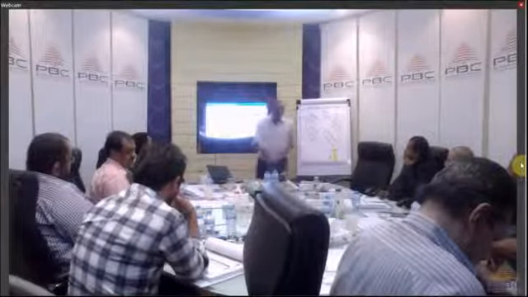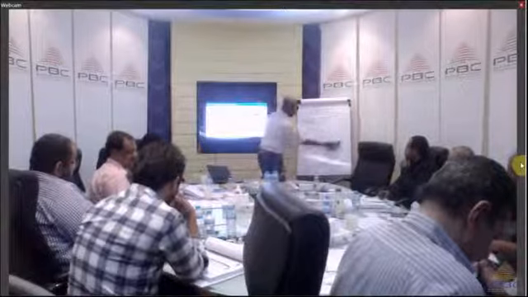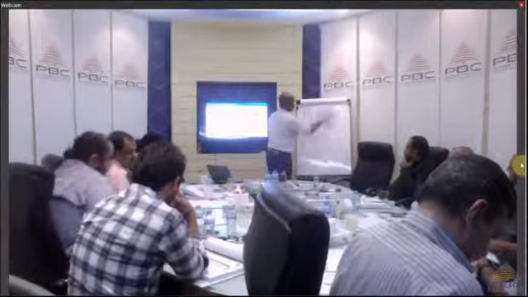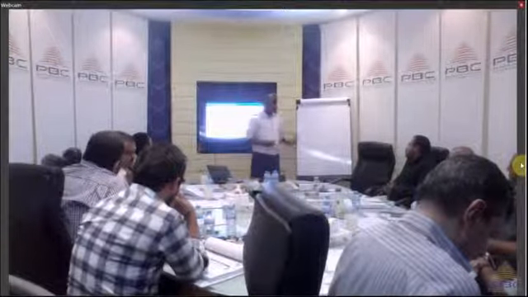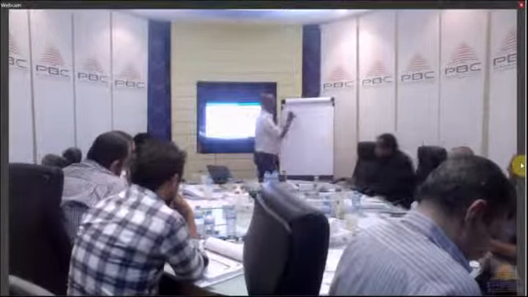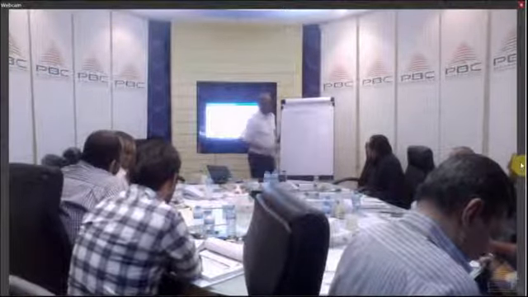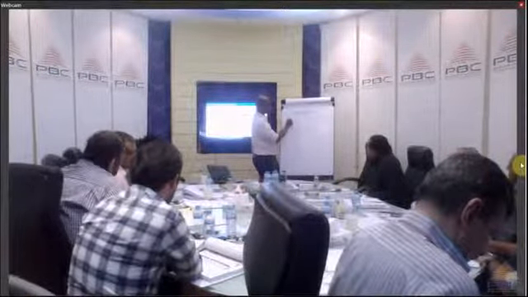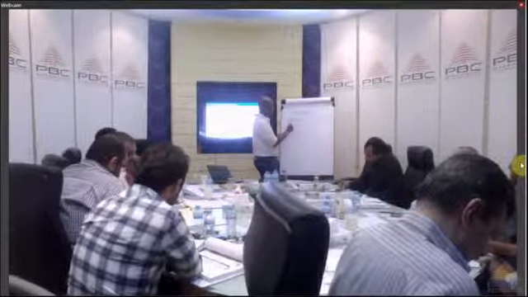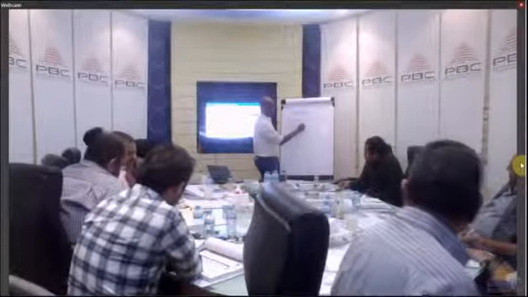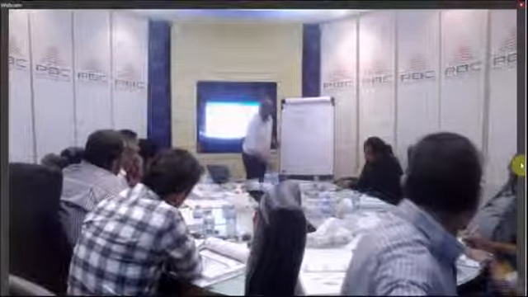Then we have a third technique which is called 3-point estimating, and it's a more accurate technique. The 3-point estimating technique says you have a pessimistic duration, you have an optimistic, and you have the most likely. Then we have a formula for that.